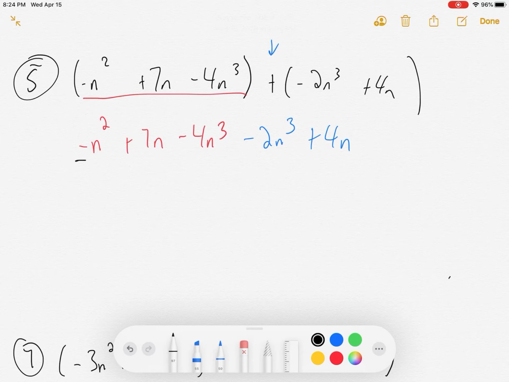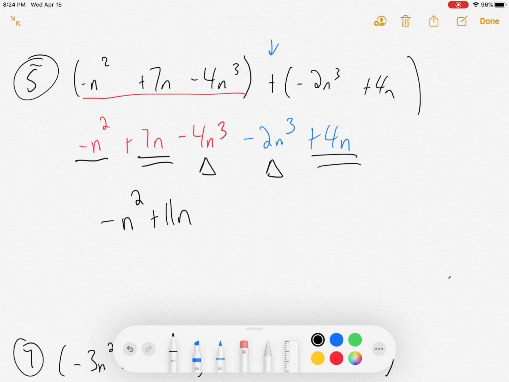Now we need to combine like terms. So I'm looking for anything that is an n squared. That's the only one. So it stays a negative n squared. Okay, next up, let's look for anything that has just an n. There's a 7n, and there is 4n. So 7n plus 4n is 11n.